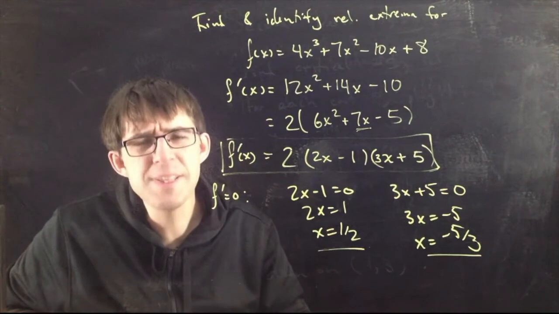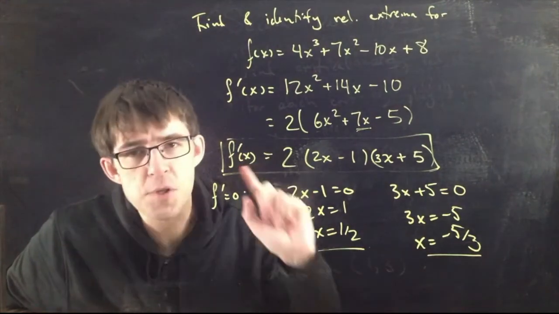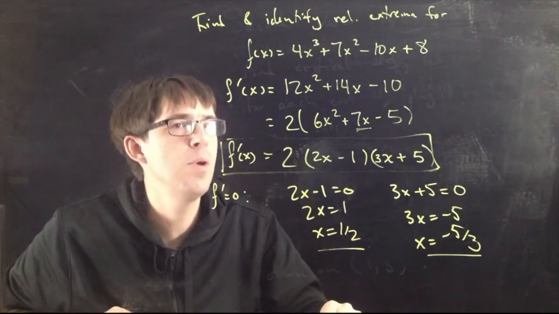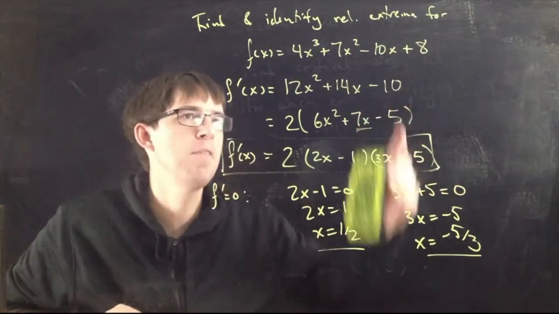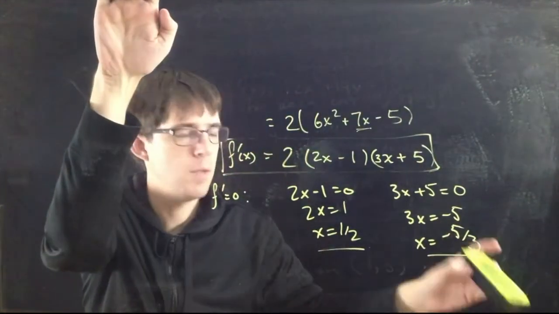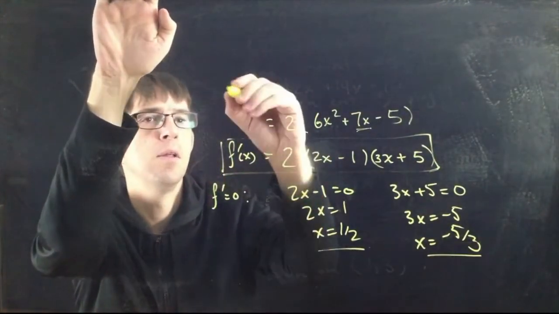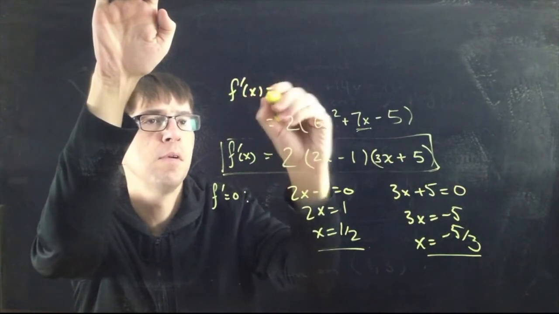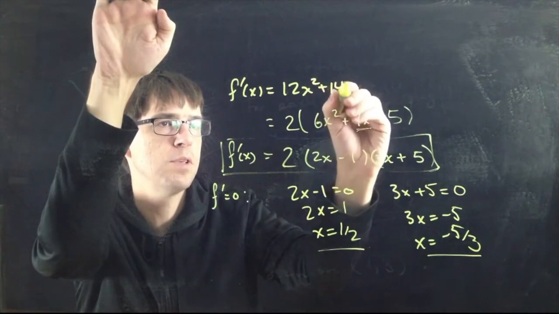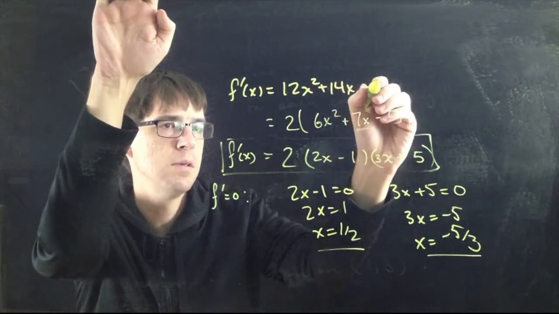Remember, we're doing the second derivative test. It said first, find the critical numbers, then plug each critical number into the second derivative. Actually, I never even found the second derivative. Let's find the second derivative. It's easy. I shouldn't have erased that. I erased my first derivative. It said 12x squared plus 14x minus 10, right?